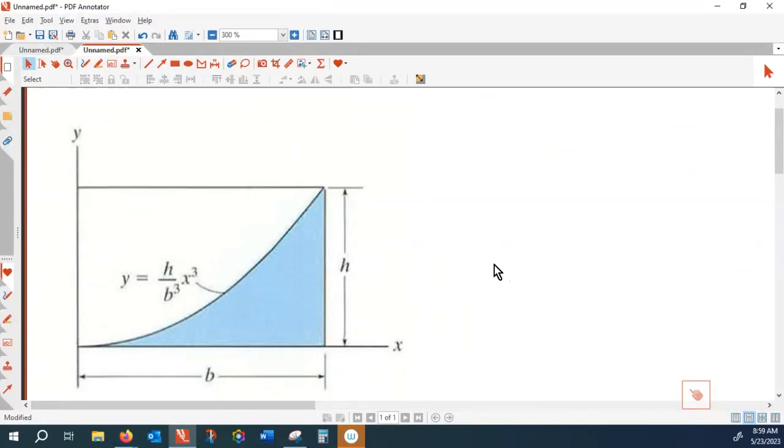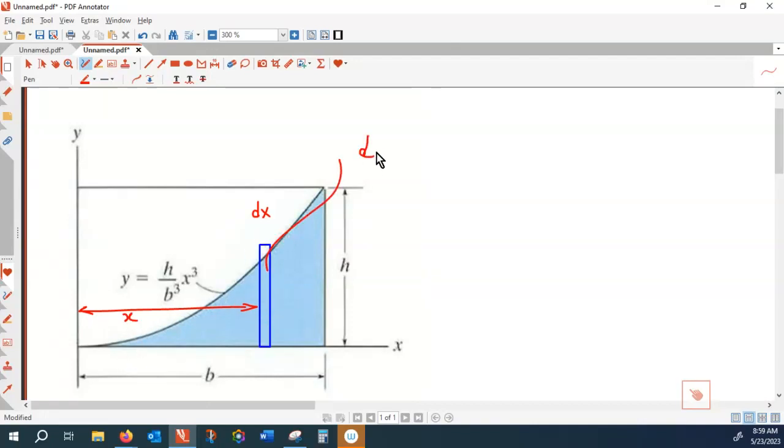All right, here I want to find that about the y-axis. About the y-axis, the element which I'm choosing should be parallel to the y-axis. So here, I need to have an element with dx, that's the thickness. The distance from here to there is x.